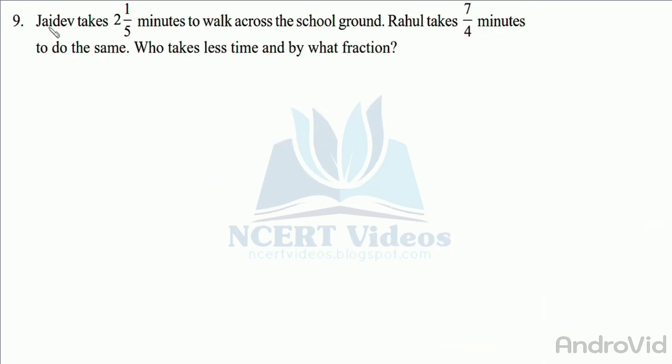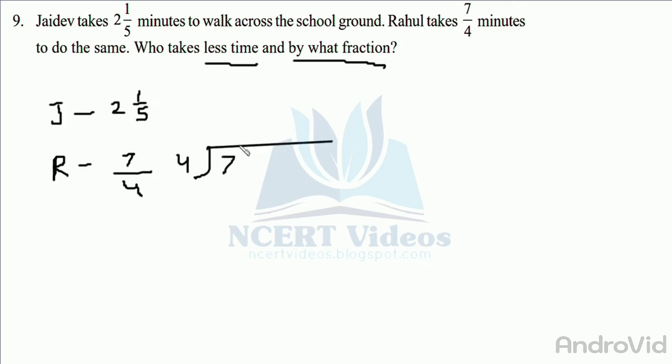Question 9. Jaidev takes 2.5 minutes to walk across the school ground. Rahul takes 7/4 minutes to do the same. Who takes less time and by what fraction? Similar question to the prior one. We have written all the details. So let's make Rahul's part a mixed fraction. Dividing, we write it as 1 and 3/4. Quotient first, then remainder, then divisor.